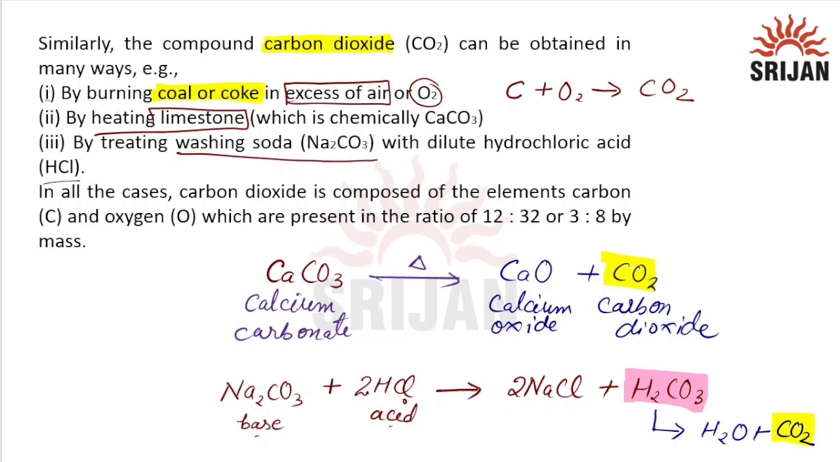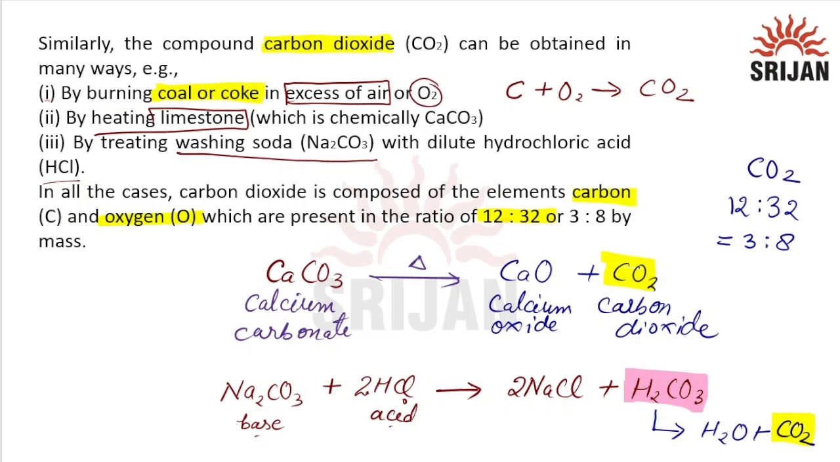In all the cases, carbon dioxide is composed of the elements carbon and oxygen, which are present in the ratio of 12:32 or 3:8 by mass. The atomic mass of carbon is 12, the atomic mass of oxygen is 16, and here 2 atoms of oxygen are written, therefore it will be 32. If you cancel it by 4, you will get 3:8.